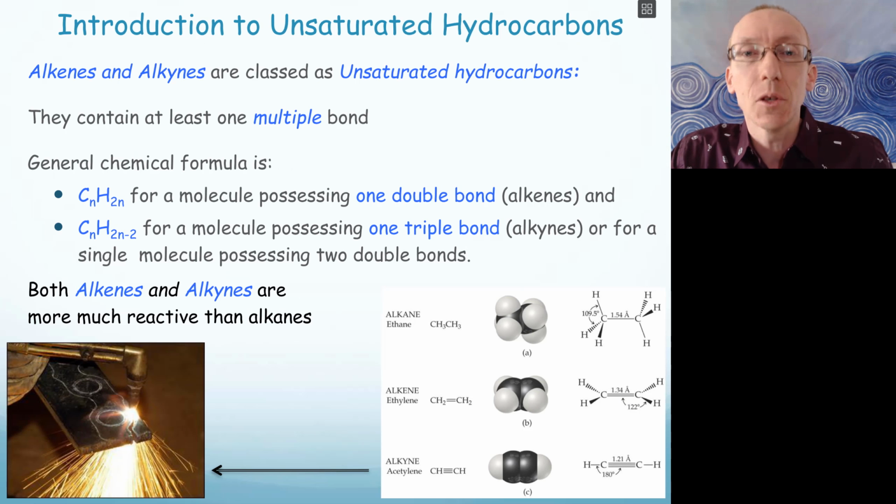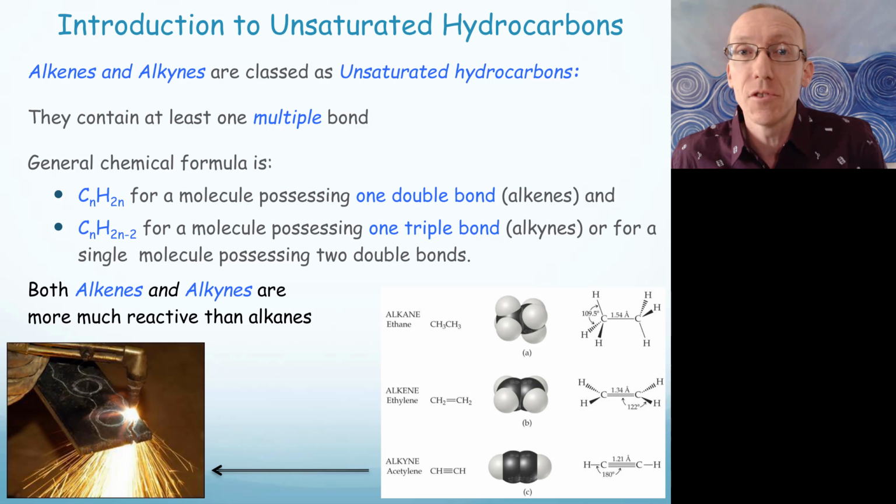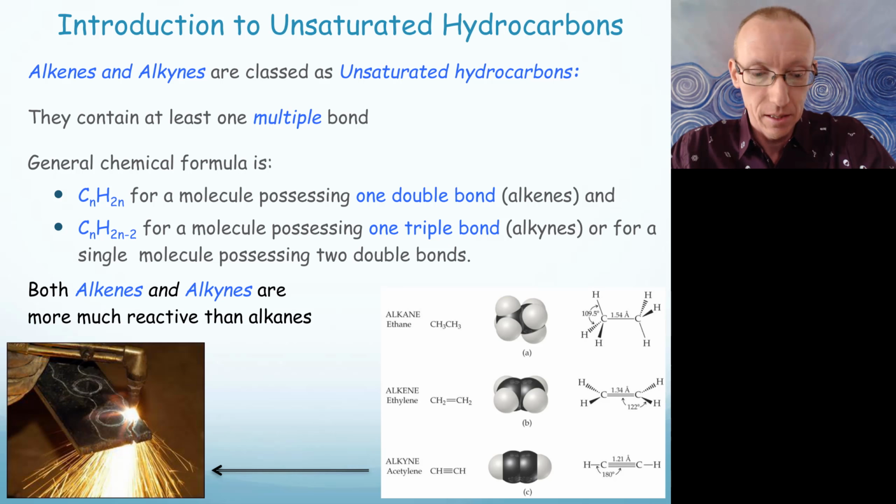So we call these types of compounds unsaturated hydrocarbons because instead of being fully saturated with hydrogen, they have double bonds between carbon. That means that we could potentially add more hydrogen to these molecules to get alkanes. So they contain at least one multiple bond.